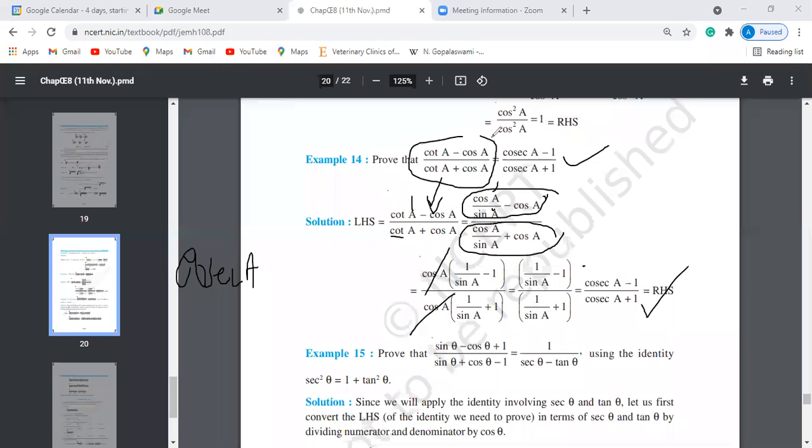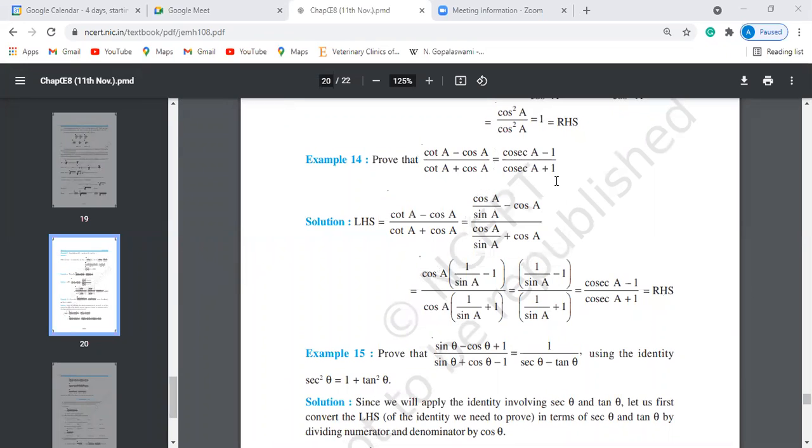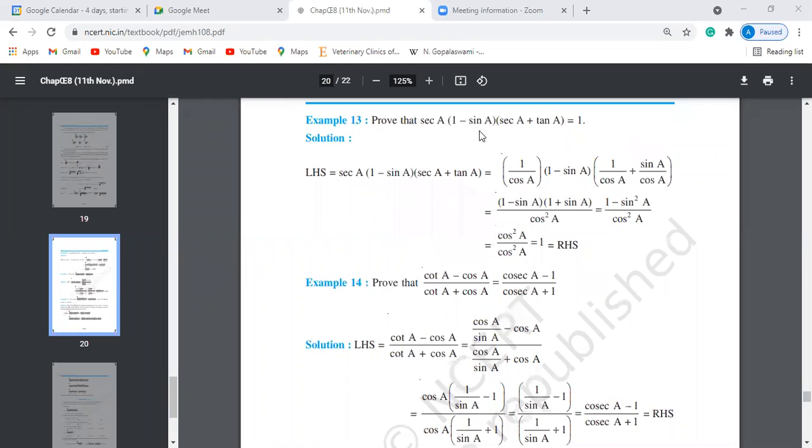Whether you understood these two problems? I have explained it in a very, very simple manner so that it's very easy for you to understand. Still, if you didn't understand, you can let me know. Okay, there is nothing wrong, because I can explain it again.